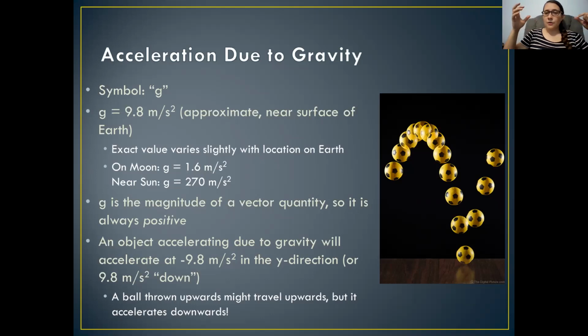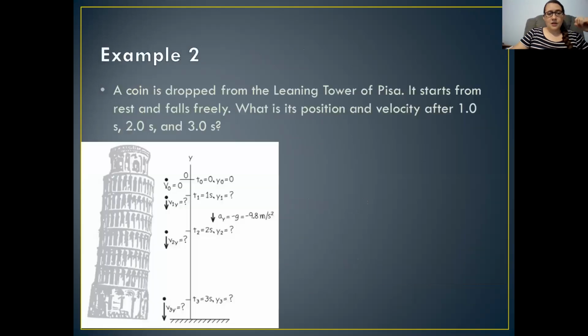So even though we have a ball traveling upwards, like this soccer ball that's bouncing on the floor, at the beginning it's traveling upwards, but its acceleration is downwards. And so that's why it eventually falls back down again. So let's look at an example in the y direction now.